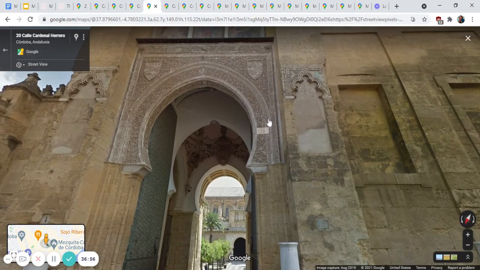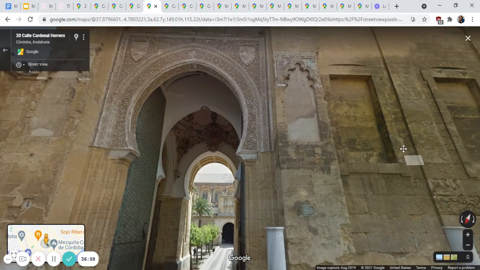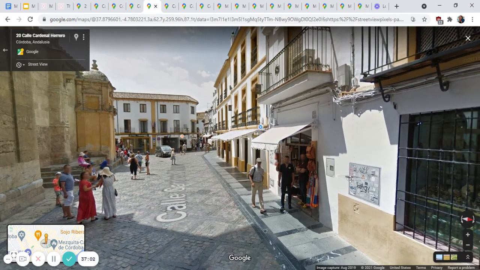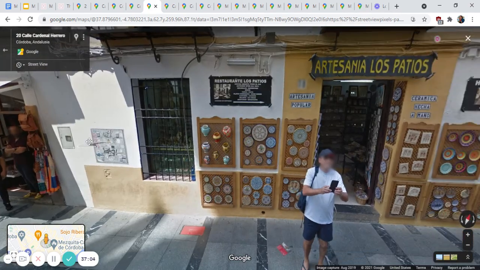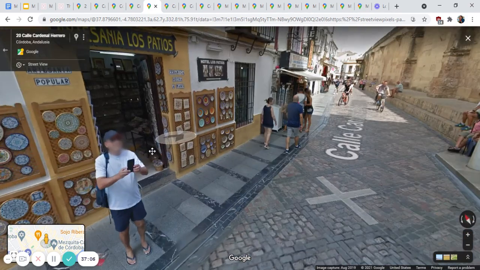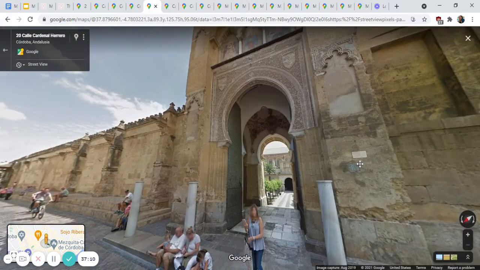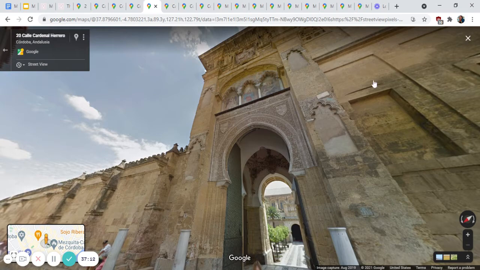The intricate carving just always blows my mind so much. And just right across there are little shops for people to just hang out and come look at it. It's part of their everyday life, which is something we don't really get in the United States.